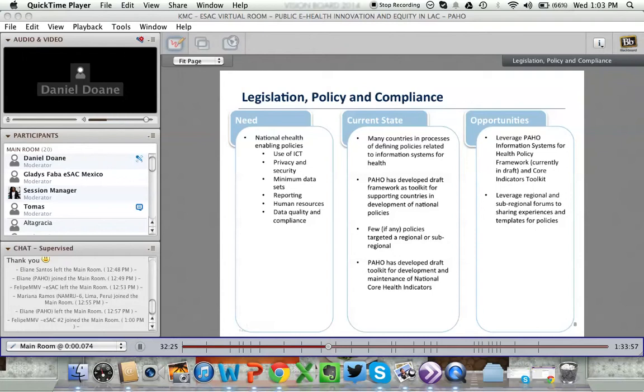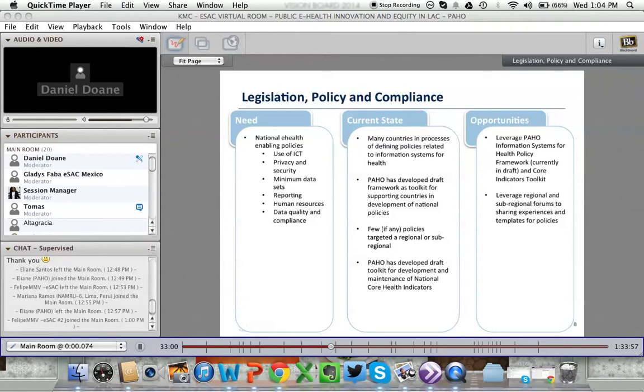PAHO is also, as I mentioned at the beginning, I was involved in a project that PAHO has developed in terms of a toolkit to help countries develop a core set of national indicators and maintain that core set of national indicators for the long term. So PAHO certainly, again, as part of that regional strategic plan or framework, is trying to work with countries in that region, sub-region, to enable them to develop standards and capacity for supporting quality health core indicators.